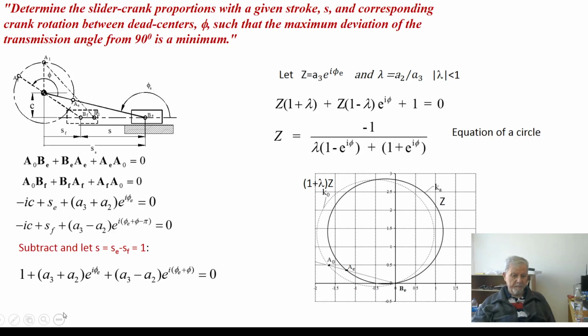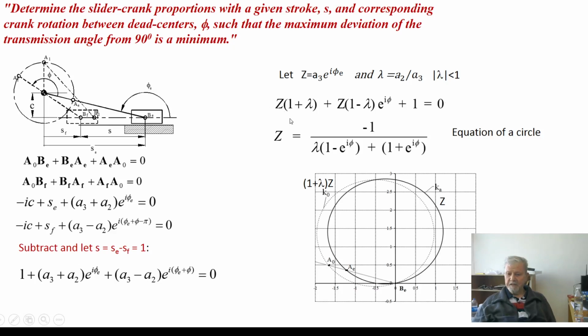Using this z and lambda, by the way, in this equation, we have A3, A2, and phi e as the 3 unknowns. We have one complex equation in this case. We have reduced these equations to one complex equation and one scalar. Substitute them into here, we end up with z(1 plus lambda) plus z(1 minus lambda) e to the i phi plus 1 is equal to 0.